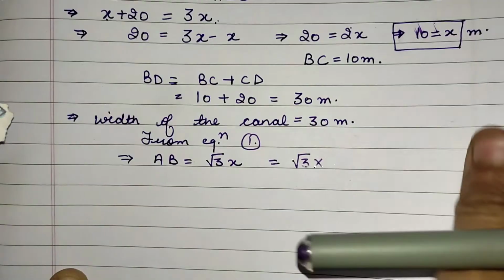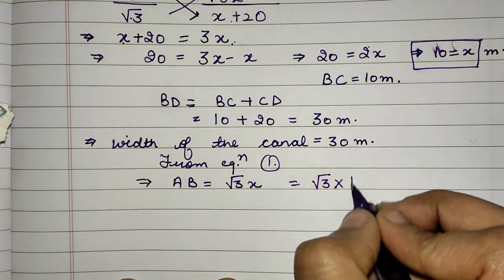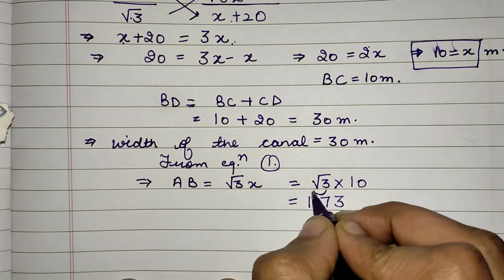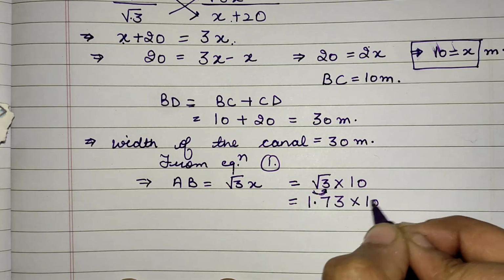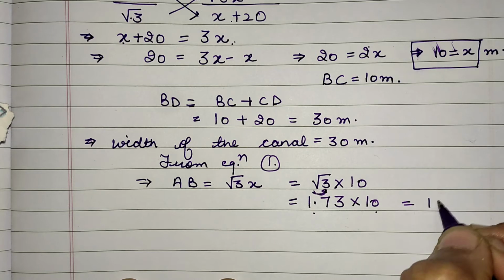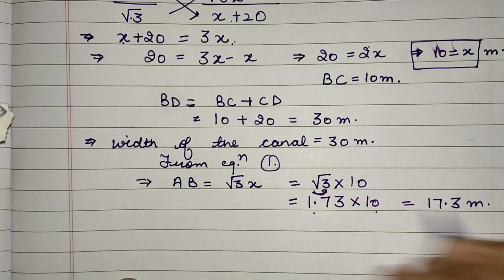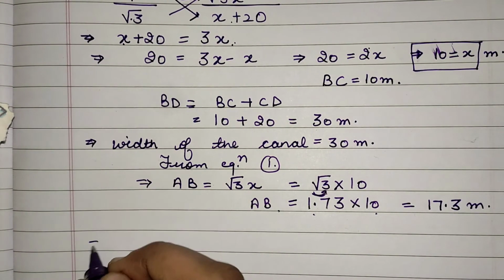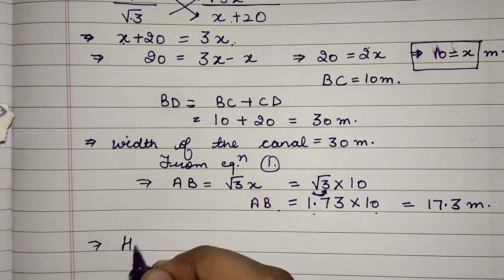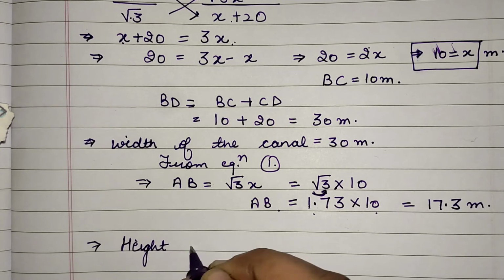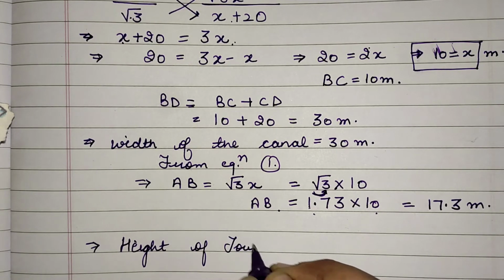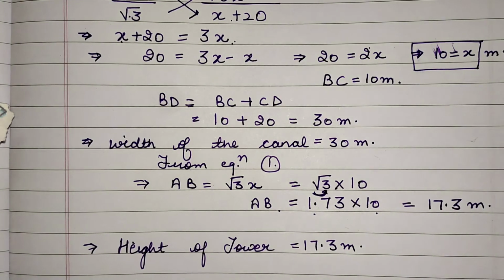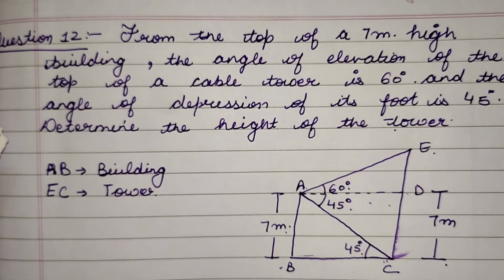X is my 10 meter. Okay, so root 3 into x, and it is given in the question that you have to use the value of root 3 equal to 1.73 into 10, which will be equal to 17.3 meter. So write down your answer. So this implies that height of the tower is equal to 17.3 meter.